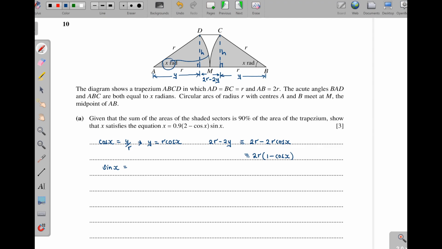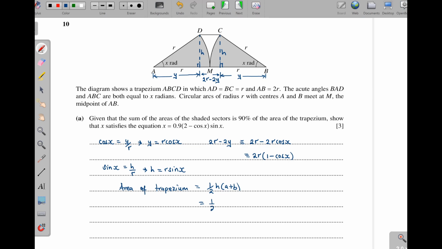Then we also have sine of x. Sine of x is equal to opposite out of hypotenuse. So that will be h out of r. So meaning that h will be equal to r sine of x. Are we there? Now, how do we get area of trapezium? Area of trapezium, this one here is going to be equal to a half, then h into a plus b, not so?